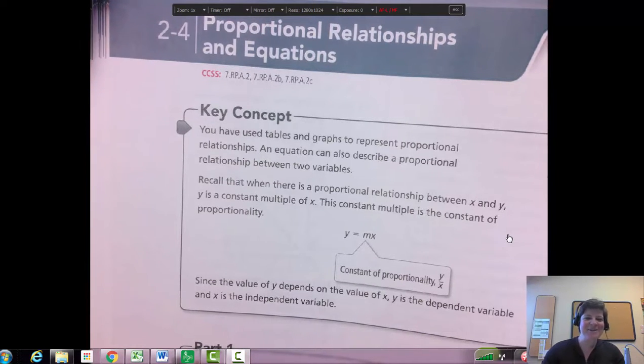Hi everyone, this video is going to help with proportional relationships and equations. This is section 2.4, 7th grade.